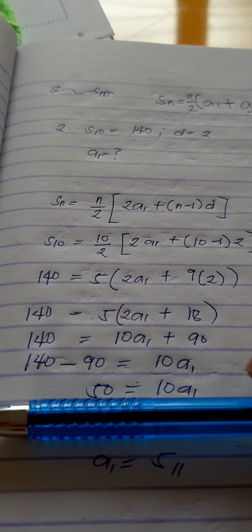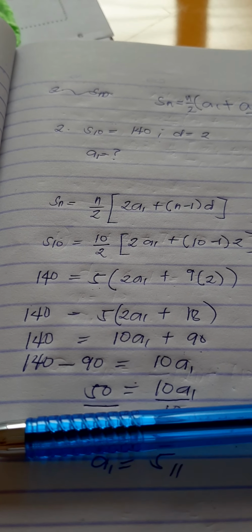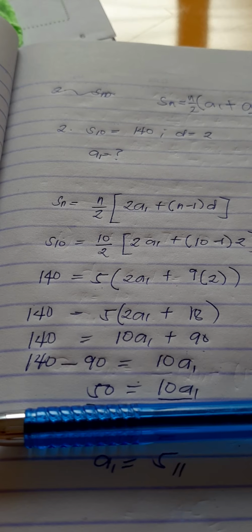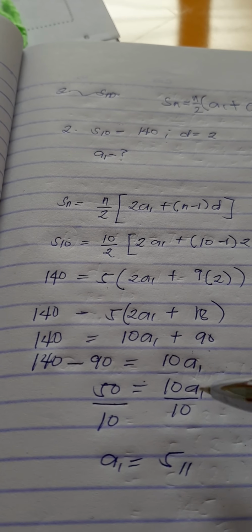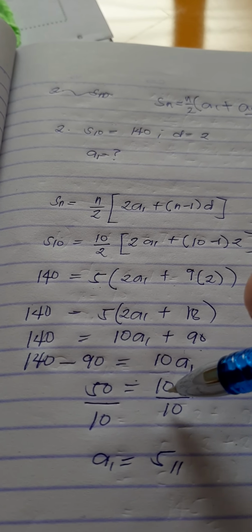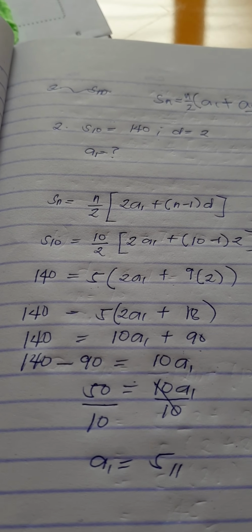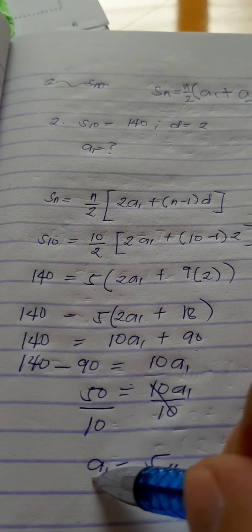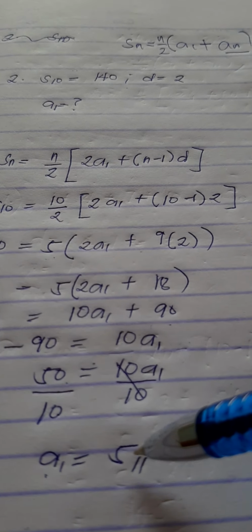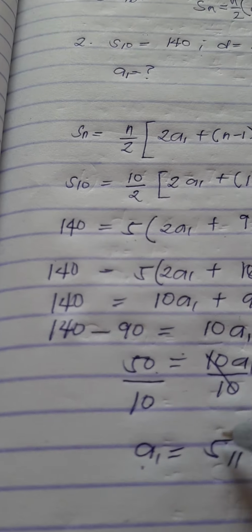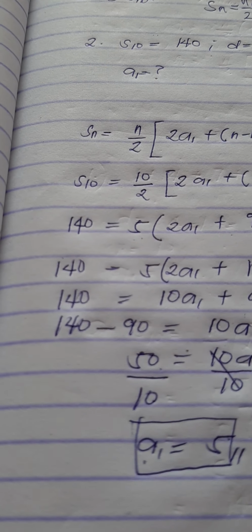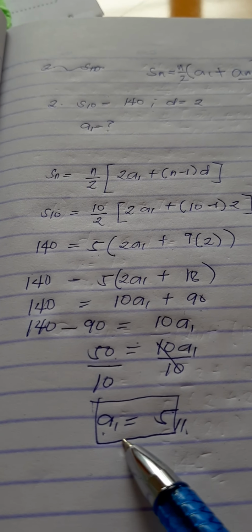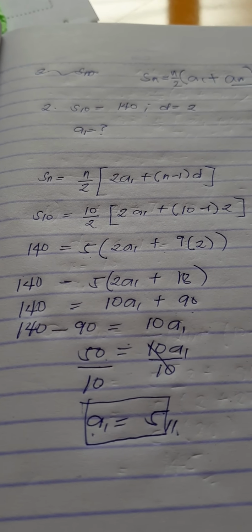So in order for us to eliminate 10 and to get the value of a sub 1, we will just divide both sides of our equation by 10. So we cancel this out. 10a sub 1 divided by 10 is a sub 1. 50 divided by 10 is 5. So we now have the value for a sub 1, which is equal to 5.